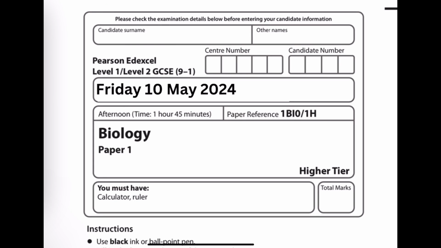Hi everyone, so today we'll be going over Pearson Edexcel 2024 GCSE Paper 1. This is a predicted paper and we'll go over all the questions and all the topics that are likely to come up next on Friday.